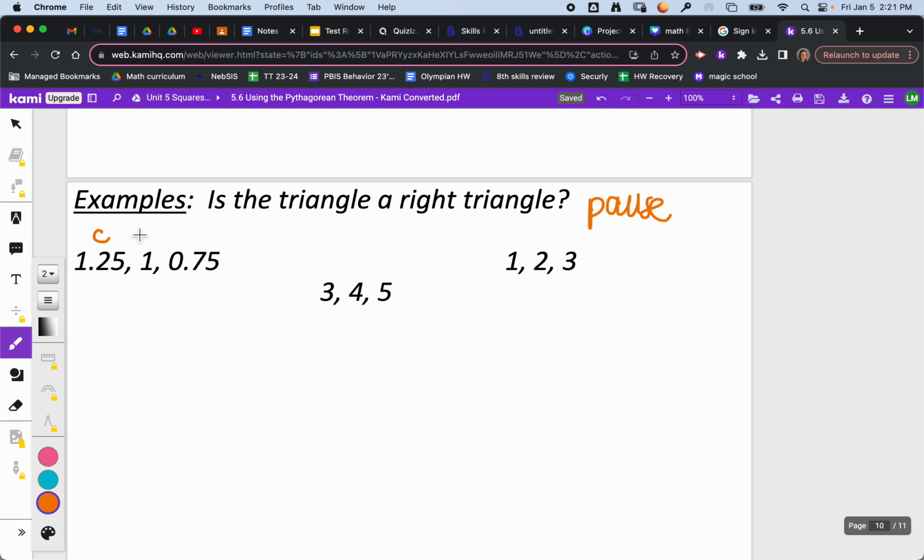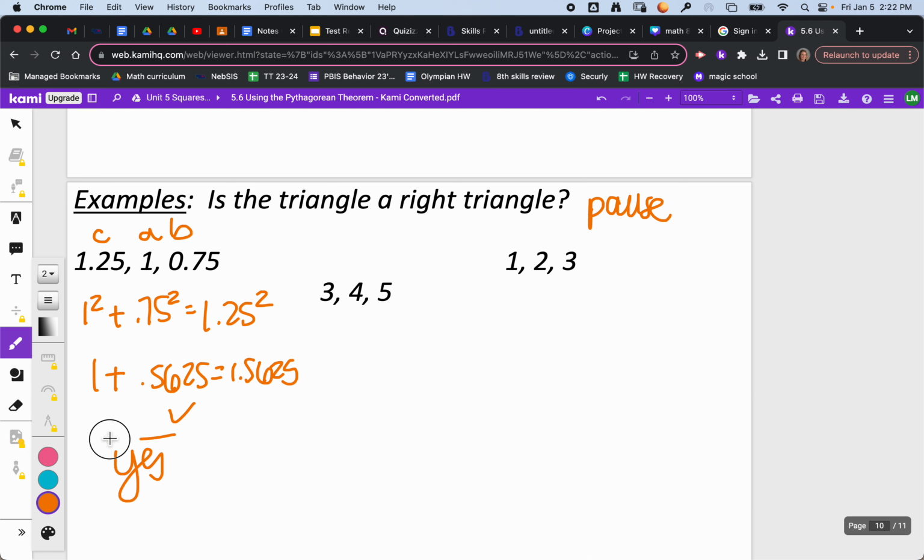All right, I said c was 1.25 and a and b were these other two, so 1 squared plus 0.75 squared should be equal to 1.25 squared if it's a right triangle. 1 squared is 1, 0.75 squared is 0.5625, and 1.25 squared is 1.5625. This checks out, so it is a yes.